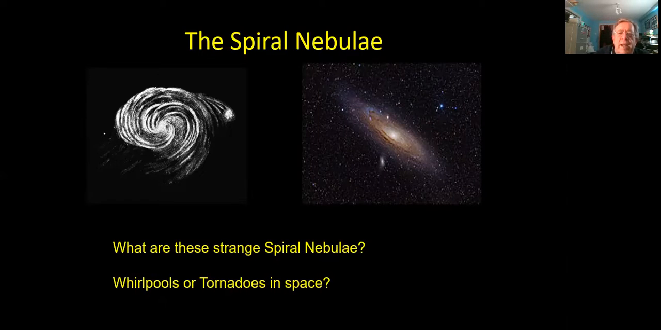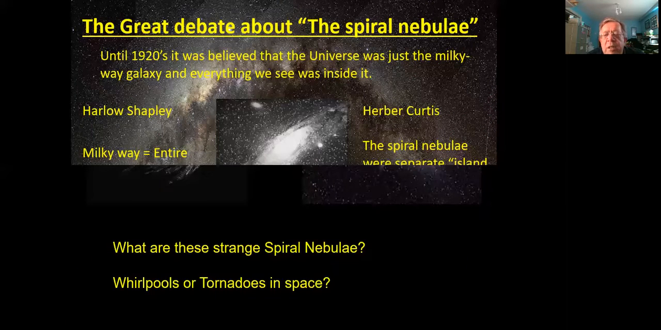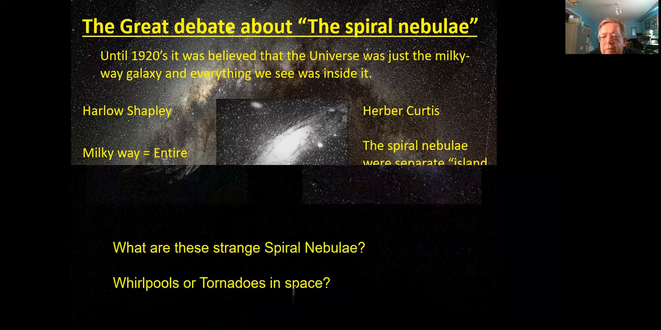And indeed, there was a great debate about it, the great debate in the 1920s, and this went on between Harlow Shapley on one side and Herbert Curtis on the other. Shapley argued that the Milky Way was the entire universe, and the spiral nebulae were just clouds of gas inside it. And Curtis argued that they were additional island universes, by which he means what we would now term separate galaxies, out in the universe. And they both argued with various different bits of evidence, but nobody had a particularly definitive answer.